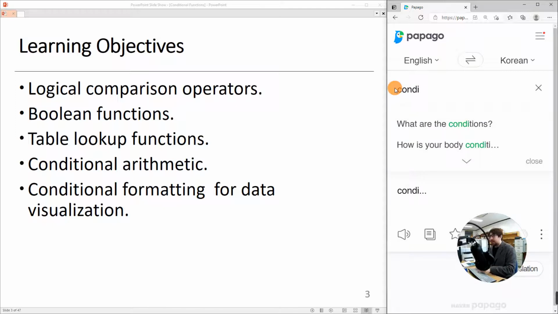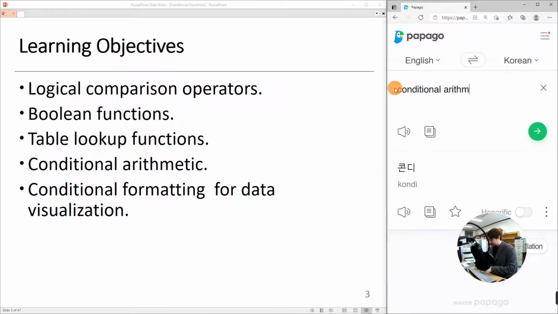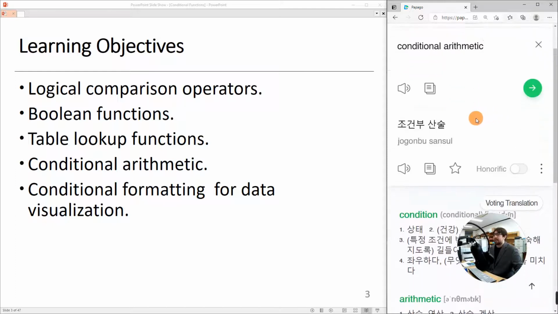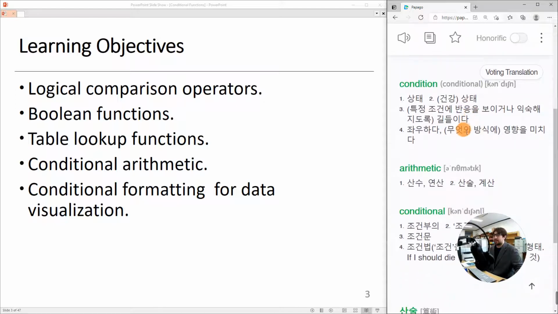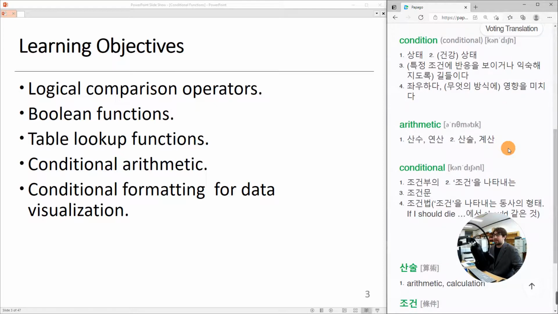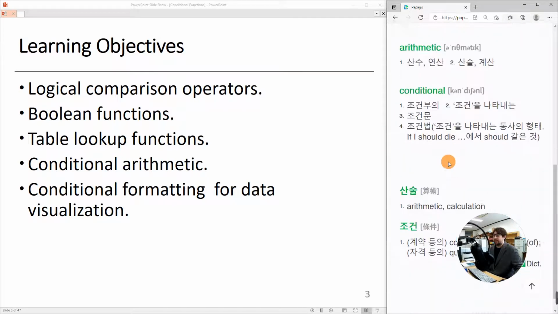Conditional arithmetic, and then conditional formatting for data visualization. Again, here is important to understand what is condition and what is conditional.